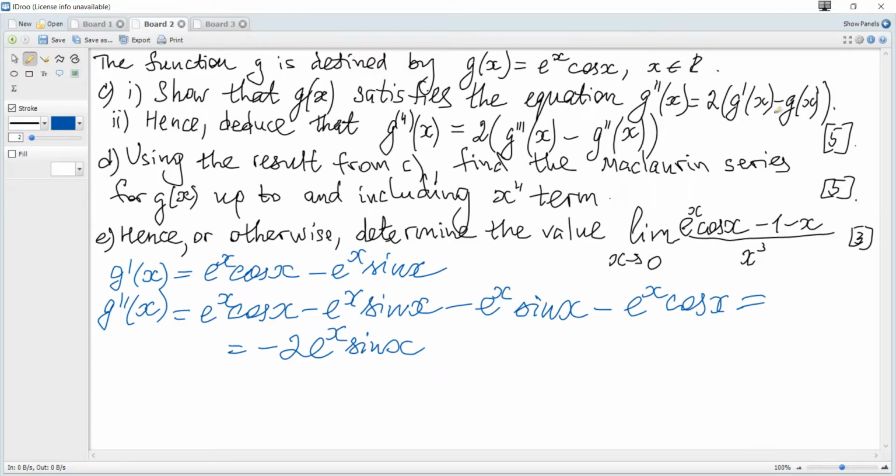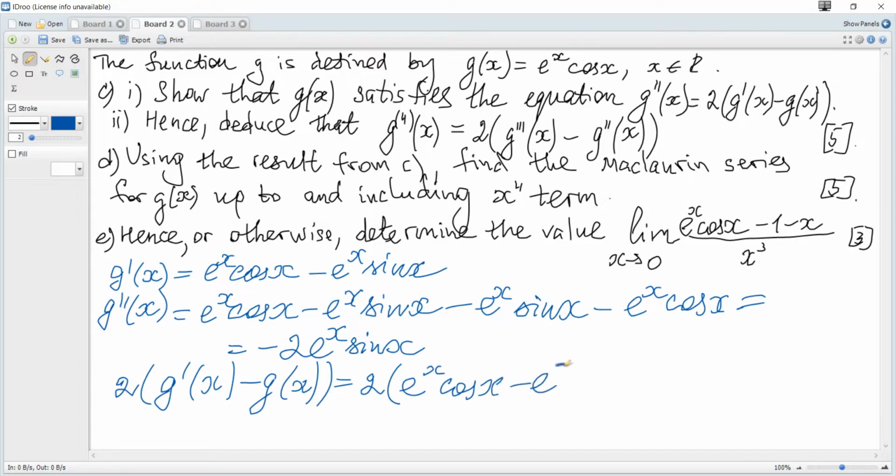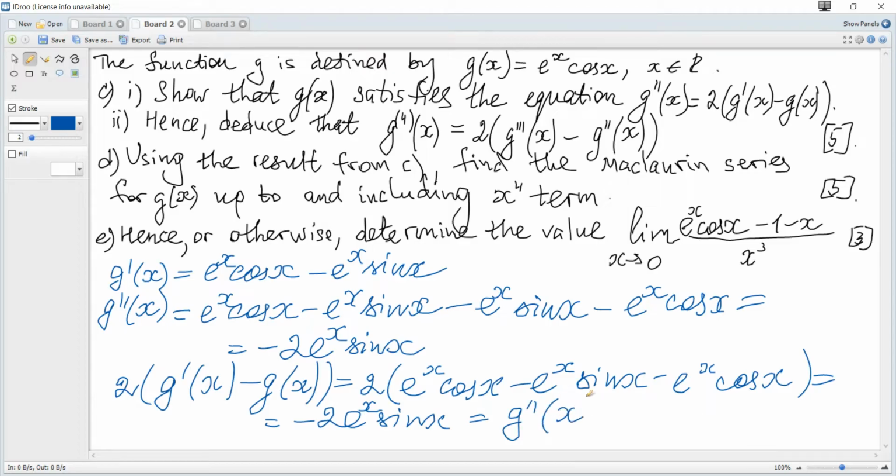Now let's consider the right hand side, because it will be simpler to show that it is equal to the left hand side. So 2 times the first derivative minus g of x is 2 multiplied by the first derivative e to the power of x cosine minus e to the power of x sine, minus just the function e to the power of x cosine, and we can see that it is equal to negative 2 e to the power of x sine, which is equal to the second derivative of g, as required.